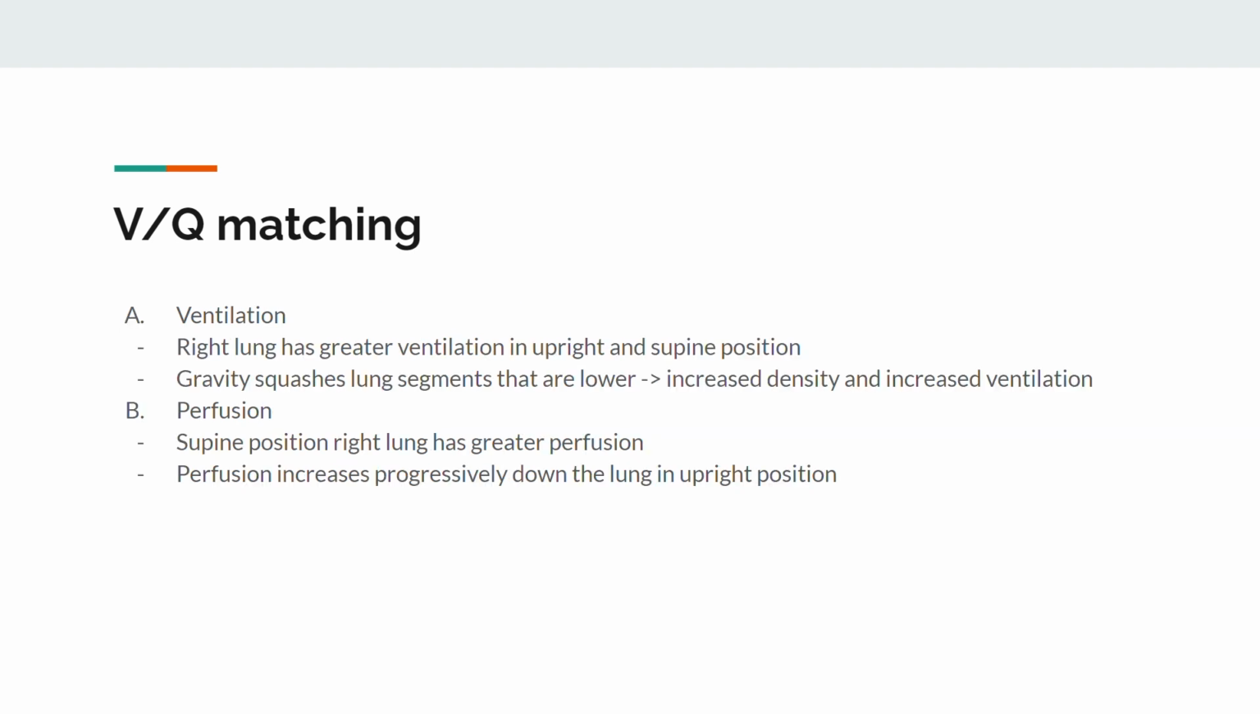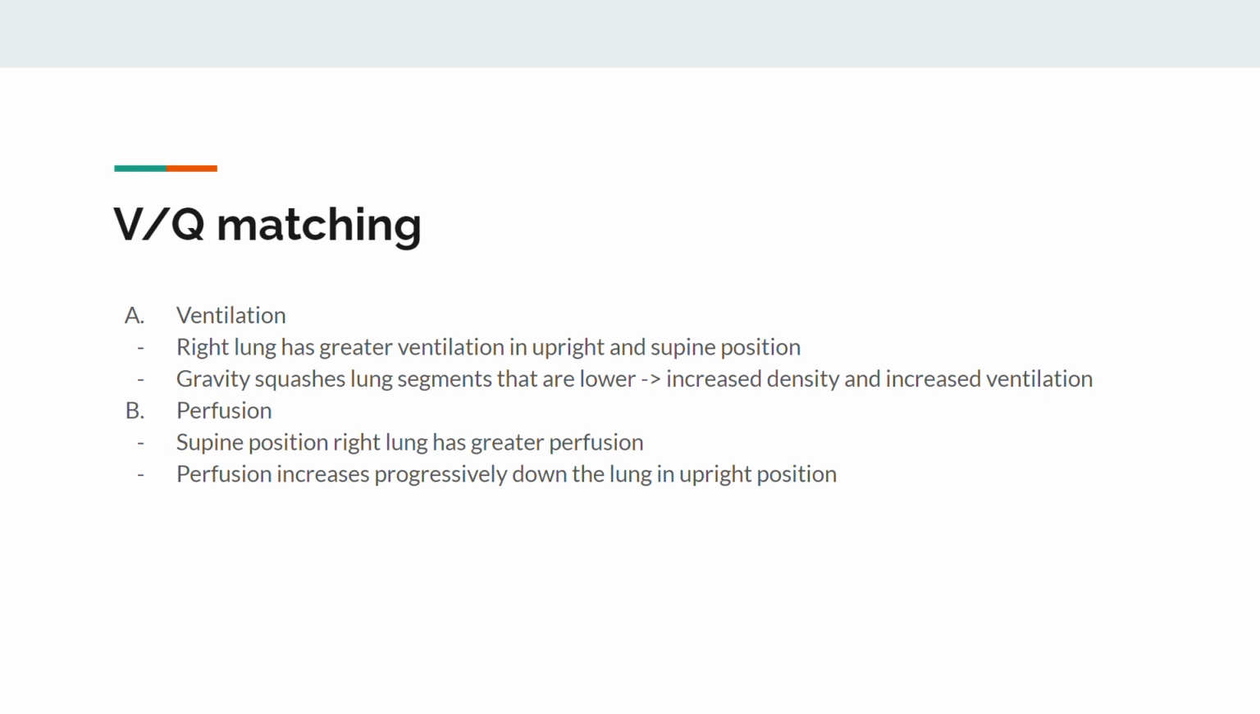Now just some general physiology about the differences between the lungs in the ventilation and perfusion of them. For ventilation, the right lung actually has greater ventilation than the left in an upright and supine position. This is just a general physiological fact. As well as this, gravity squashes the lung segments that are lower, so you actually have an increased density and increased ventilation at these lung sites, the lower lobes, the very bases of the lobes.